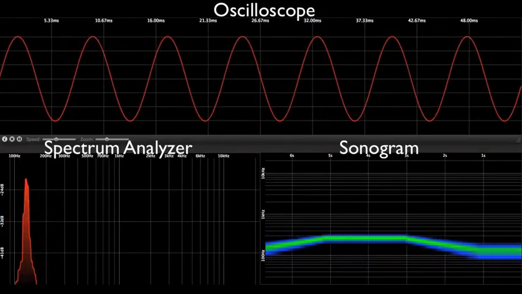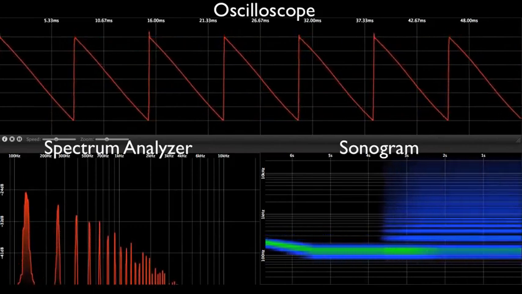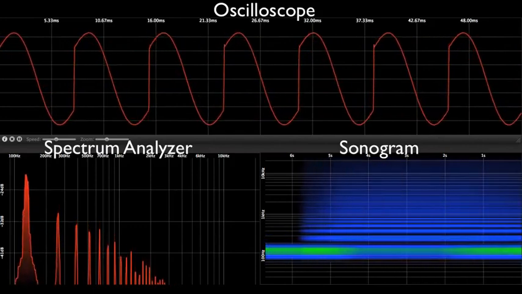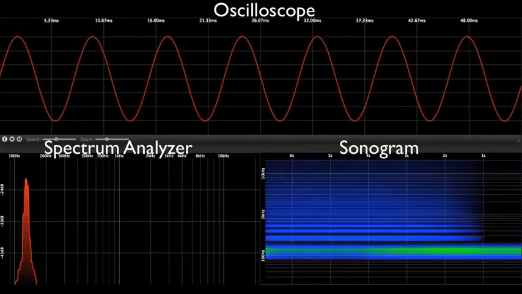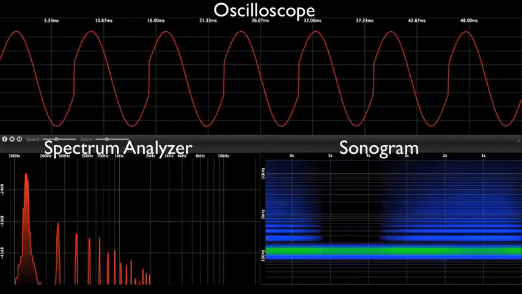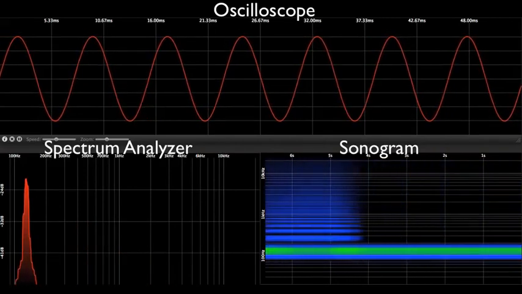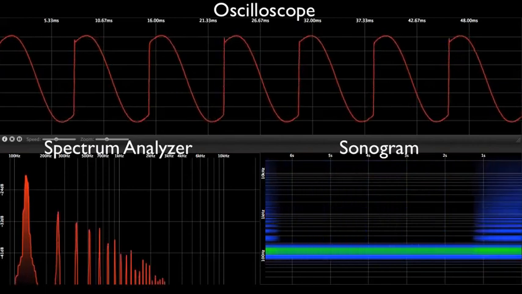If I change timbre, we see it as a change in wave shape in the oscilloscope. We see additional energy at additional frequencies shown in the spectrum analyzer, and we see additional lines shown in the sonogram display. Remember, those additional energies are called harmonics, and they're integer multiples of the fundamental frequency.